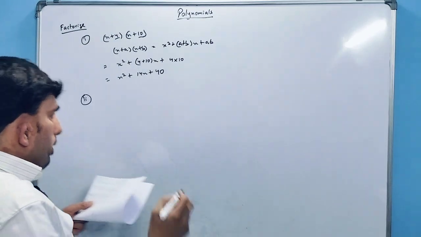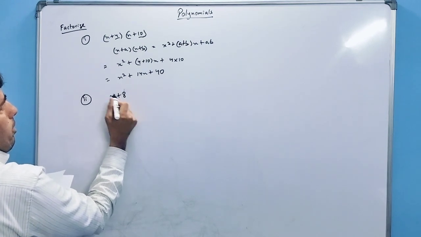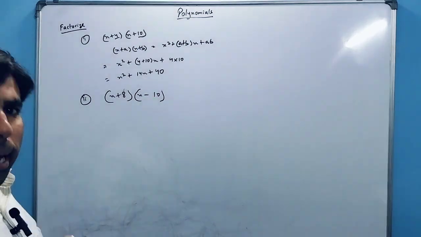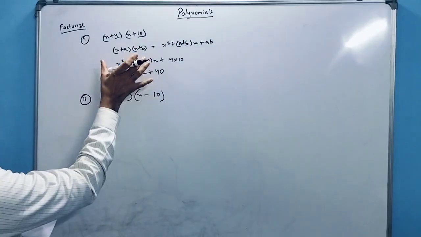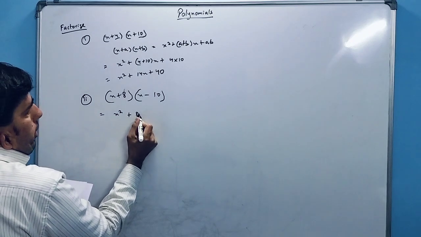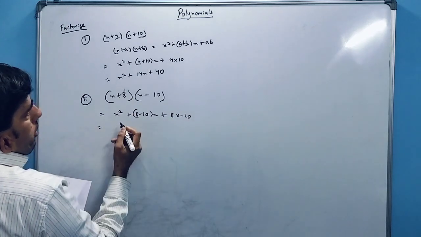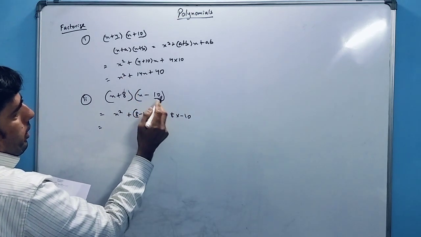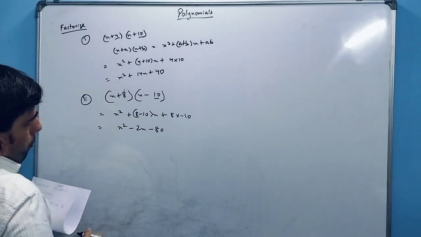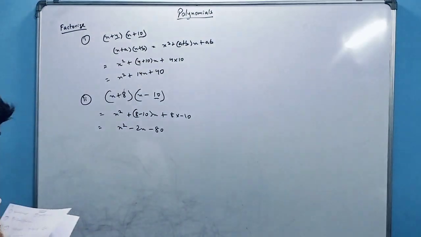Now the second one they are saying, that is (x + 8)(x - 10). Same identity here I am using, but how? See, x square plus (8 minus 10)x plus 8 into minus 10, because here b is in negative form, no? So we'll get x square minus 2x minus 80. Okay, see how the negative sign impacts us. Okay, so that is how.